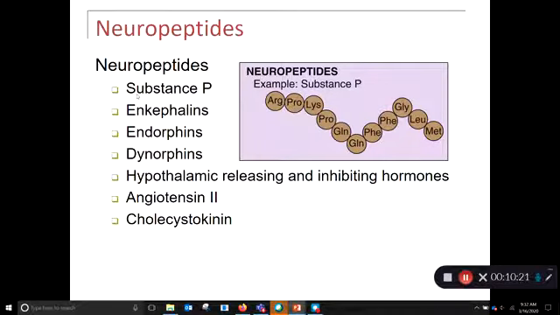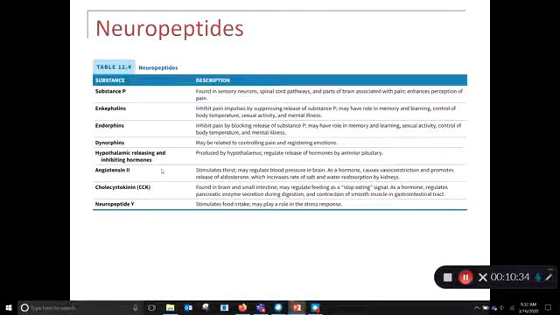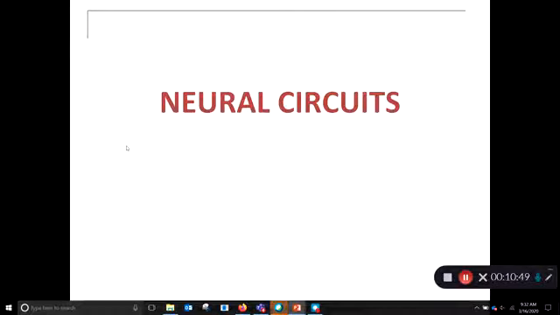Here is the list of neuropeptides that you will see again. These two you will definitely see again, angiotensin 2 and cholecystokinin. Don't worry about that. The ones that I do care about a little bit are probably substance P and enkephalins, endorphins, and dynorphins. Go ahead and check those out. Learn a little bit more about them. But for now, we're going to go ahead and just move on to the neural circuits.